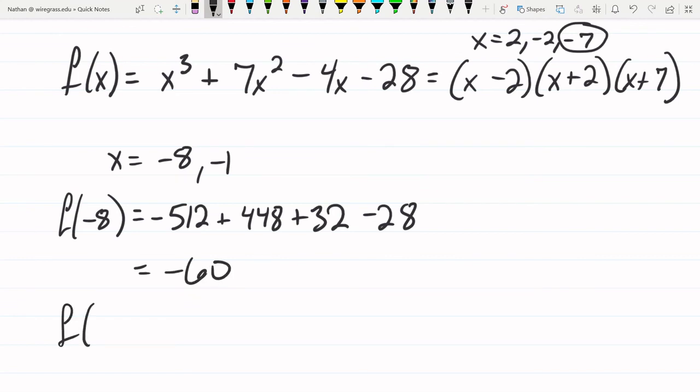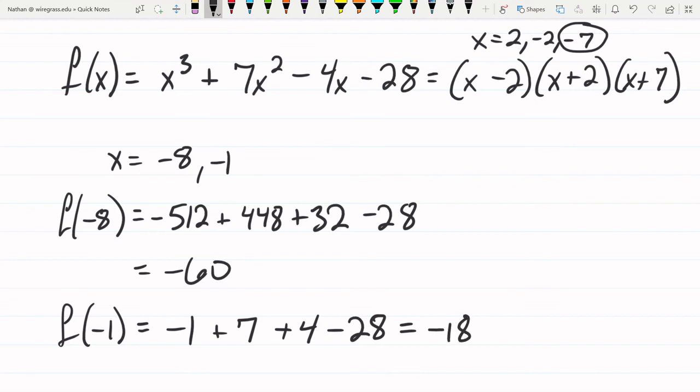Okay, now f of -1. -1 cubed is -1. -1 squared times 7 is going to be +7. -1 times -4 is +4, and then -28. If we test this out, we get -1 plus 7 plus 4 minus 28, which is -18. Okay, so this one I completely forgot that between -8 and -1, we have 2 zeros. So there's no guarantee that you're going to find a sign change, even though there are zeros between them.